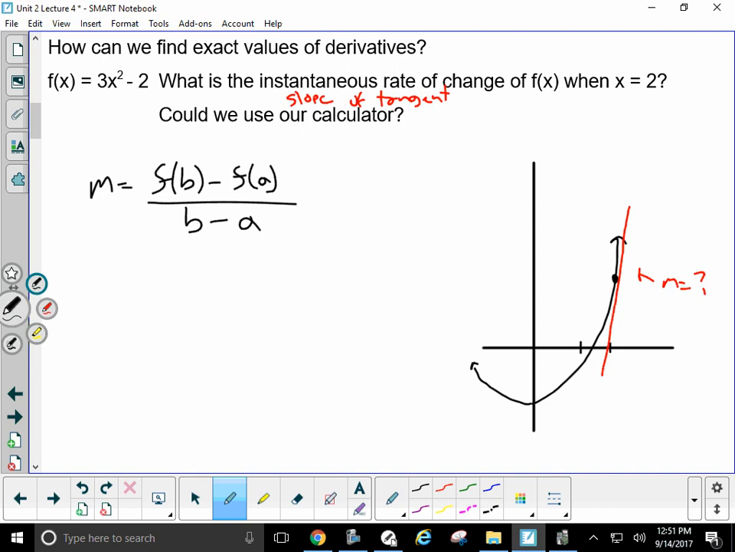Talk to your neighbors about the points that you would use to approximate the slope of this line. Go ahead. Talk to your neighbors about it.